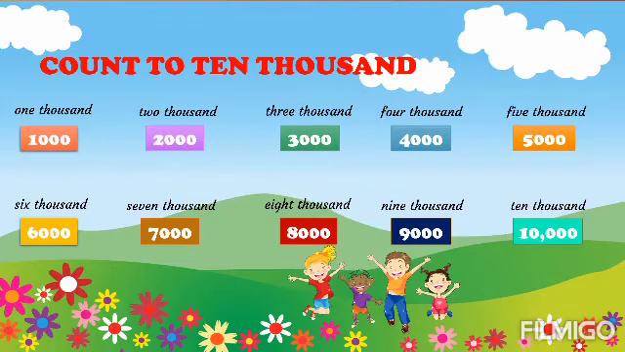So we have here 1,000. Take a look at this, class. The spelling. Please remember the spelling. 2,000, 3,000, 4,000, 5,000, 6,000, 7,000, 8,000, 9,000, and 10,000. Please, class, remember both the numeral and the word form.